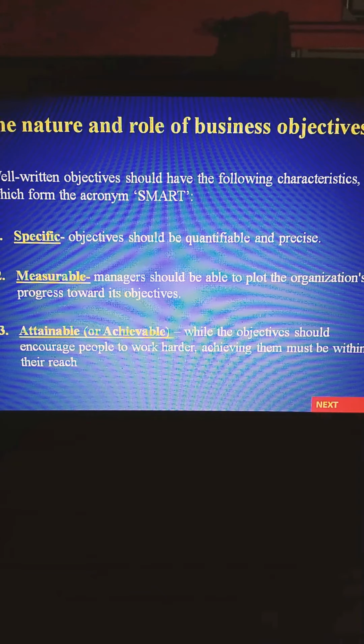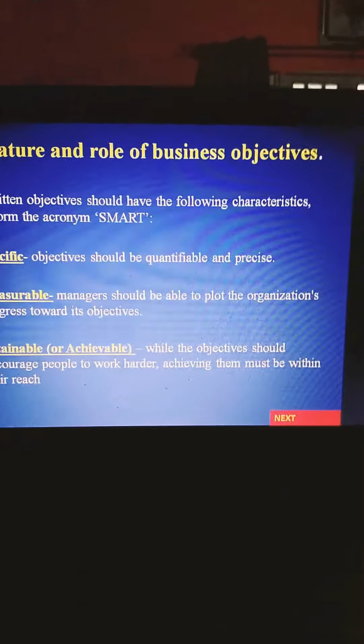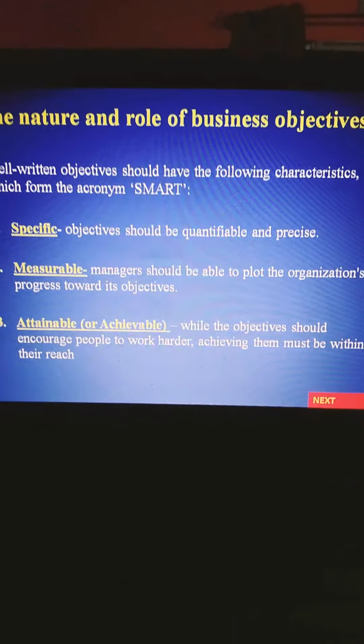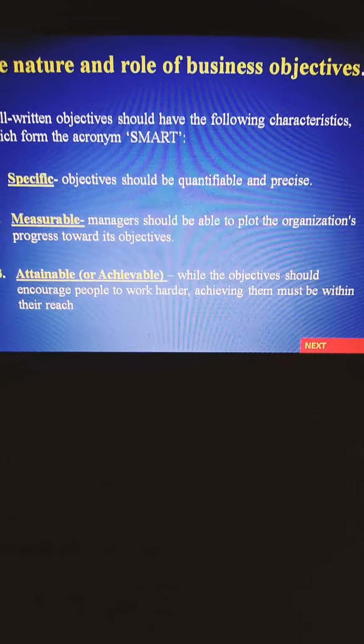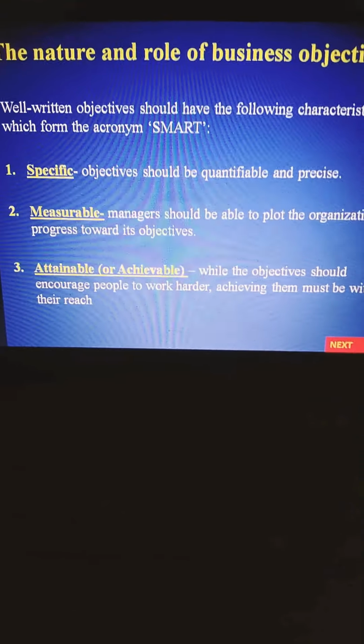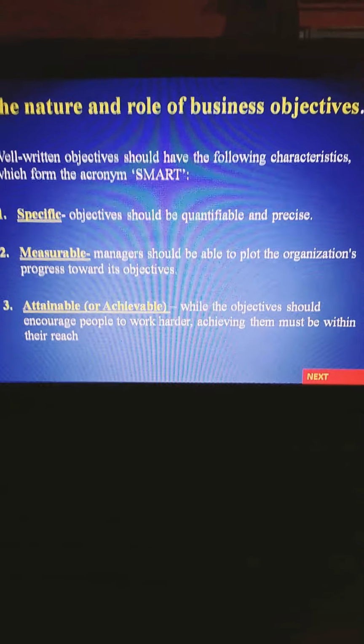A well-written objective should have the following characteristics, which form the acronym SMART, S-M-A-R-T. Let's look at the S. S stands for specific. This means objectives should be quantifiable and precise. You must state the exact thing that you want. Objectives should be measurable. That is the M. Managers should be able to plot the organization's progress towards meeting its objectives. So you should be able to measure it, right?